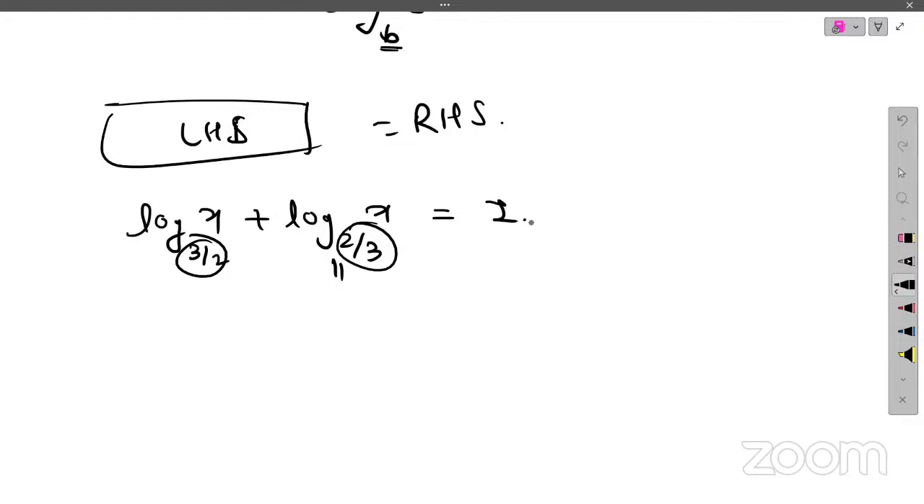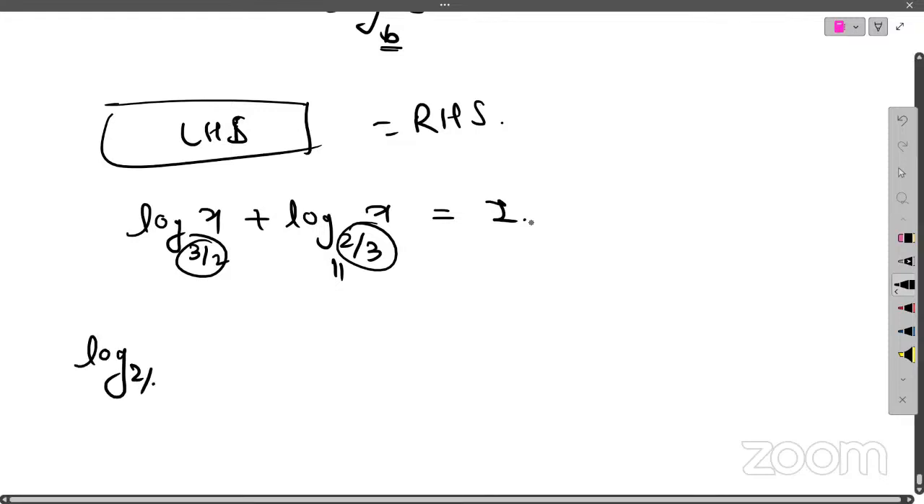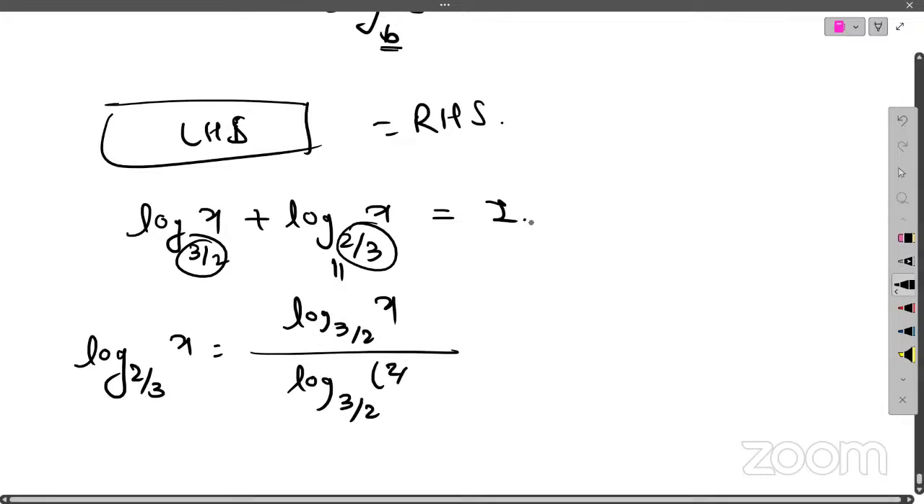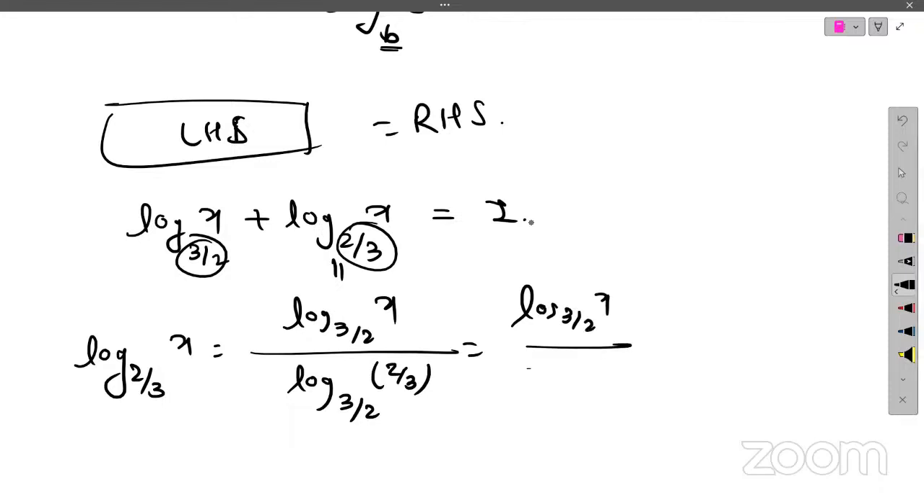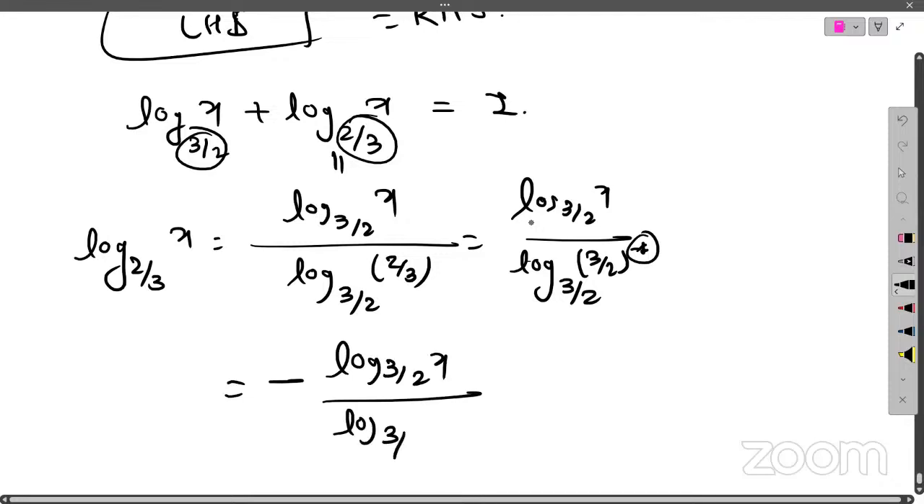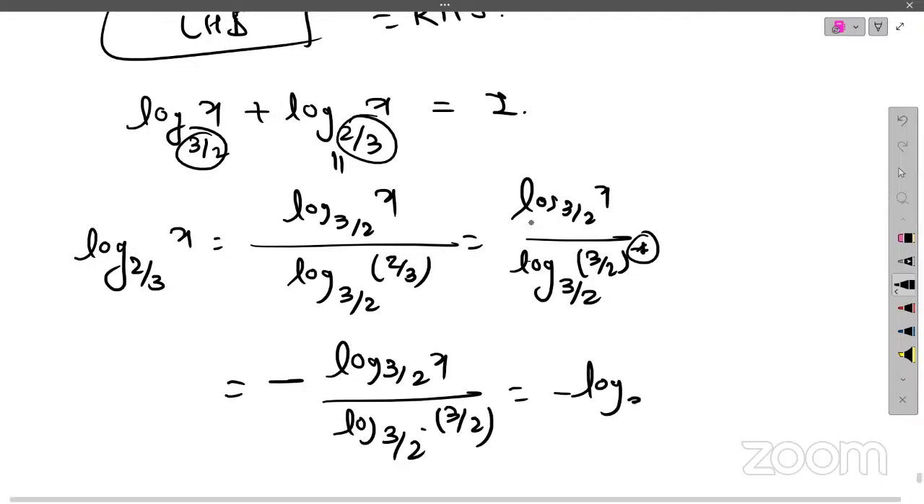So for that, we have to apply the property. That means log base 2 by 3 of x is equal to log base 3 by 2 of x upon log base 3 by 2 of 2 by 3. But 2 by 3 we can write in terms of inverse, so that means this is 3 by 2 to the power minus 1. So you can pull this minus 1 out front, and we get minus of log base 3 by 2 of x upon log base 3 by 2 of 3 by 2, which will become 1. So it is minus of log base 3 by 2 of x.